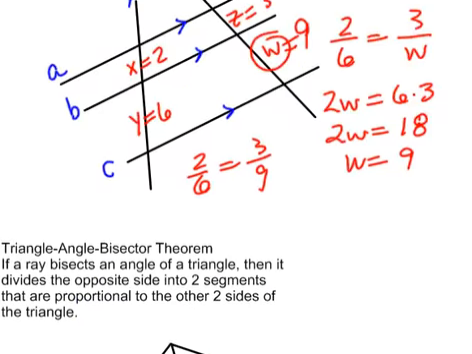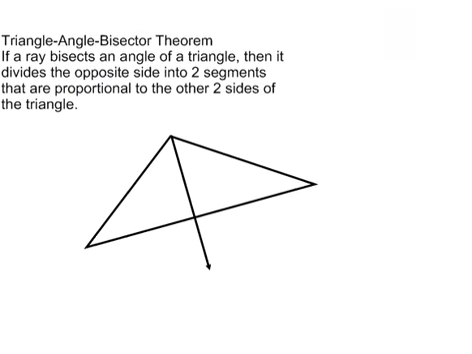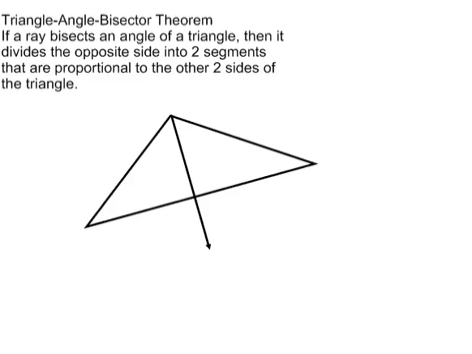And finally, the third theorem for today is the triangle angle bisector theorem. It says if a ray bisects an angle of a triangle. So here's my ray. So we have triangle, let's say triangle ABC, and this is ray BD. So if ray BD bisects this angle, meaning those two angles are equal, they're congruent, having the same measure, then it divides the opposite sides into two segments that are proportional to the other two sides of the triangle.